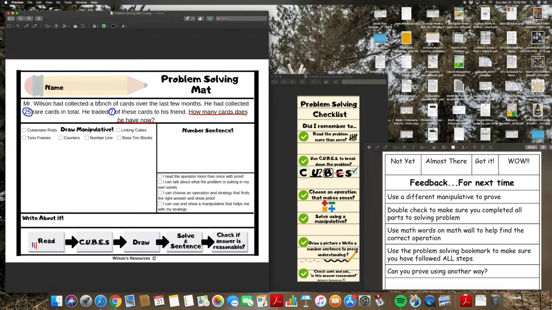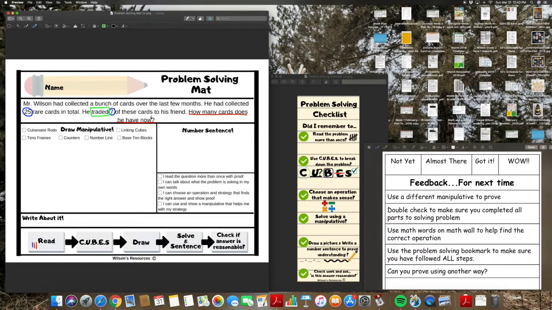So collected a bunch of cards over the last few months. Okay, so Mr. Wilson is just talking about that he's collected some cards. He had collected 25 rare cards in total. Okay, so we know that's how much he has. He's traded 7 of these cards. So something's happening here to his cards. He's trading them. Now this is when we can get into that math talk. Well, I've traded stuff before, and usually when I trade something, my pile might get smaller. And the word problem doesn't say me getting anything in return, so it just means that I've given 7 of my cards to a friend. So traded is going to be definitely a math word.